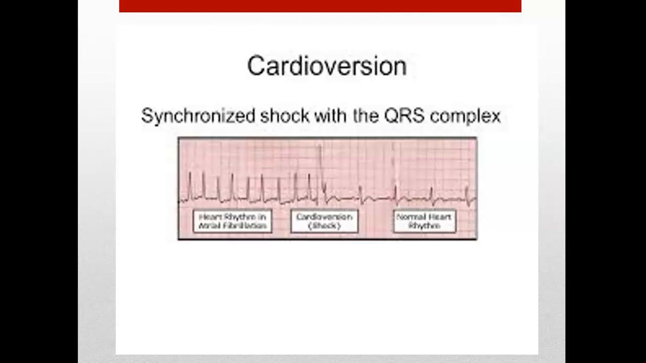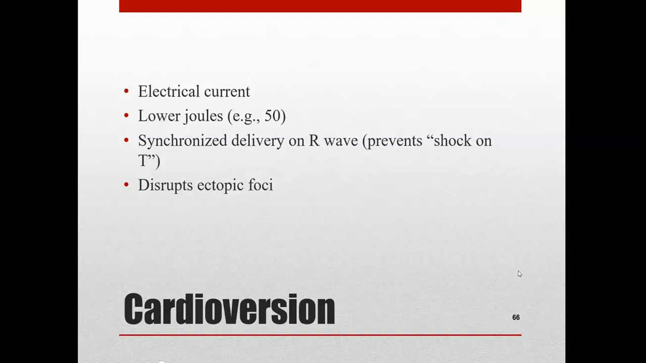All right, this picture is very, very blurry, but this is just synchronized shock with the QRS complex. It's cardioversion. So cardioversion, like I said, is synchronized. It's an electrical current. We use lower joules, so like 50, 75, 100, and we escalate from there. Synchronized delivery happens on that R wave because it prevents shock on the T wave. The purpose of cardioversion is to disrupt that ectopic pacemaker that's causing the dysrhythmia to allow that SA node to take control of the rhythm. Lower joules are used, like I said, to prevent shock on the T wave.